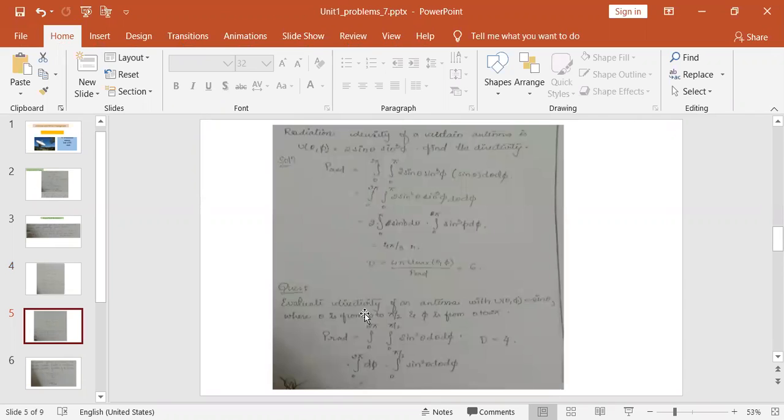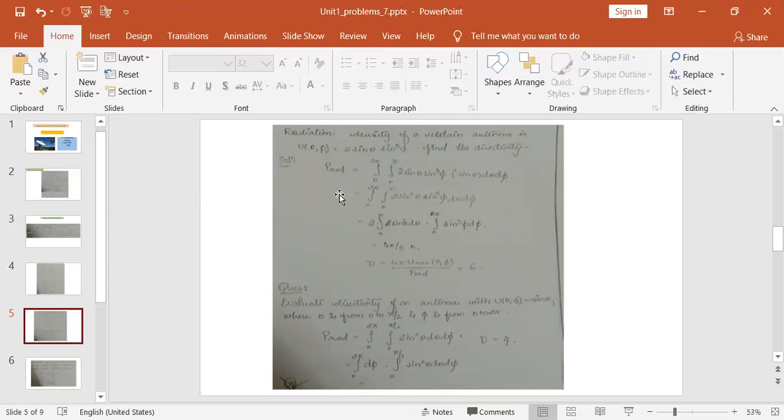These two are similar problems. U of theta comma phi is given, and we have to find the directivity. So to find the directivity D, 4 pi into U max by P radiated. So here how to get the U max? That means we have to find the maximum value of this function. So the maximum value of this function is 2 into sine theta maximum is 1, sine cube phi maximum also 1. So maximum of this function is 2.